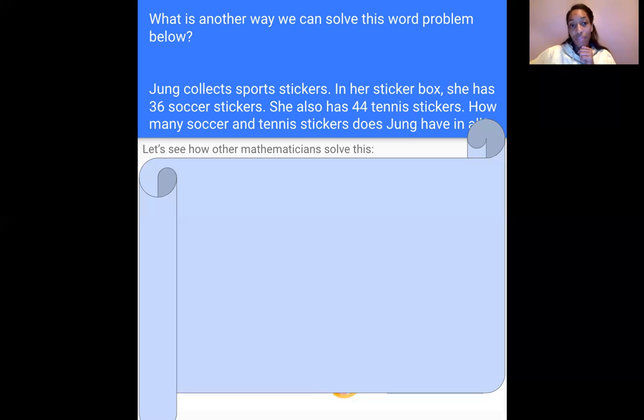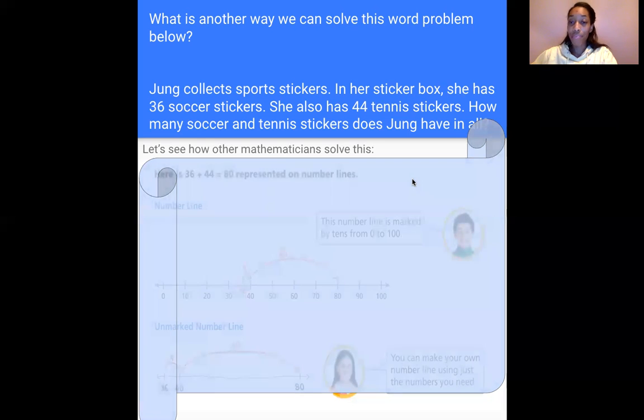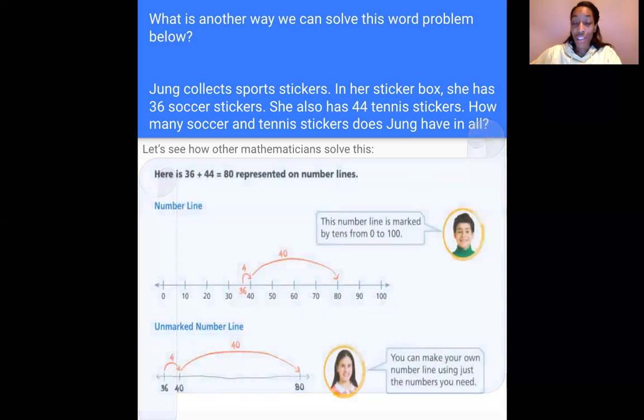Okay, let's see what some other third graders decided to do. So they decided to use number lines. You can do this marked up with all of the notches, or you can gauge it knowing where these numbers fall in between 0 and 100, or in between the tens that they fall in. So this number line is marked by tens from 0 to 100. This third grader, or this mathematician, decided to start at 36, just mark it.